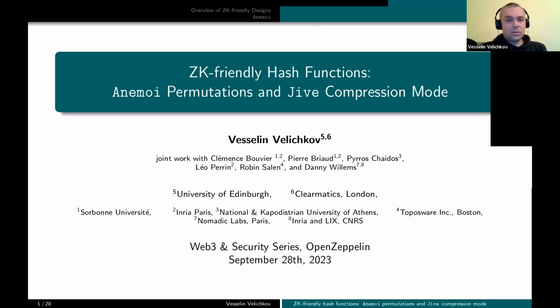Okay, so the topic of this talk is ZK-friendly hash functions with a focus on Anemoi permutations and Jive compression mode. Specifically, the work on Anemoi and Jive is joint work with my co-authors Clemens, Pierre, Pirus, Leo, Robin, and Dani. They are all distributed across different countries and research and industry institutions.